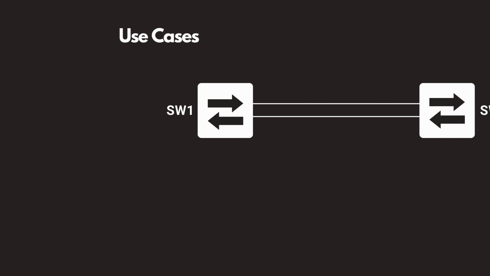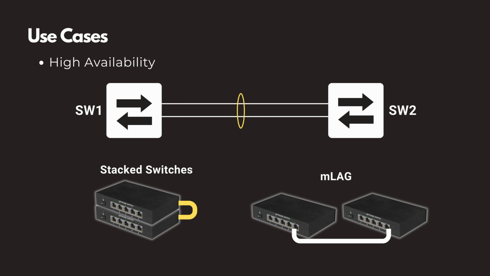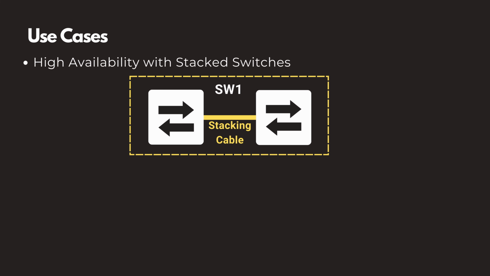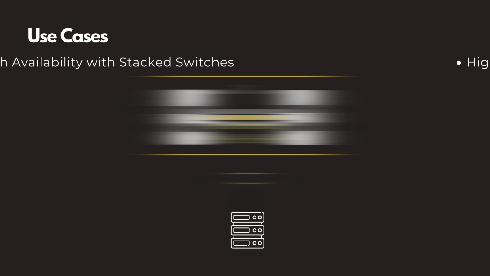The simplest use case for EtherChannel is for bundling multiple links between 2 switches and provide redundancy. But technologies like stack switches and multi-chassis link aggregation provide another level of redundancy by bundling links between multiple switches. Stack switches are treated as one logical switch, so you would just need to identify one port for each of the member switch that will form the channel to the other device.